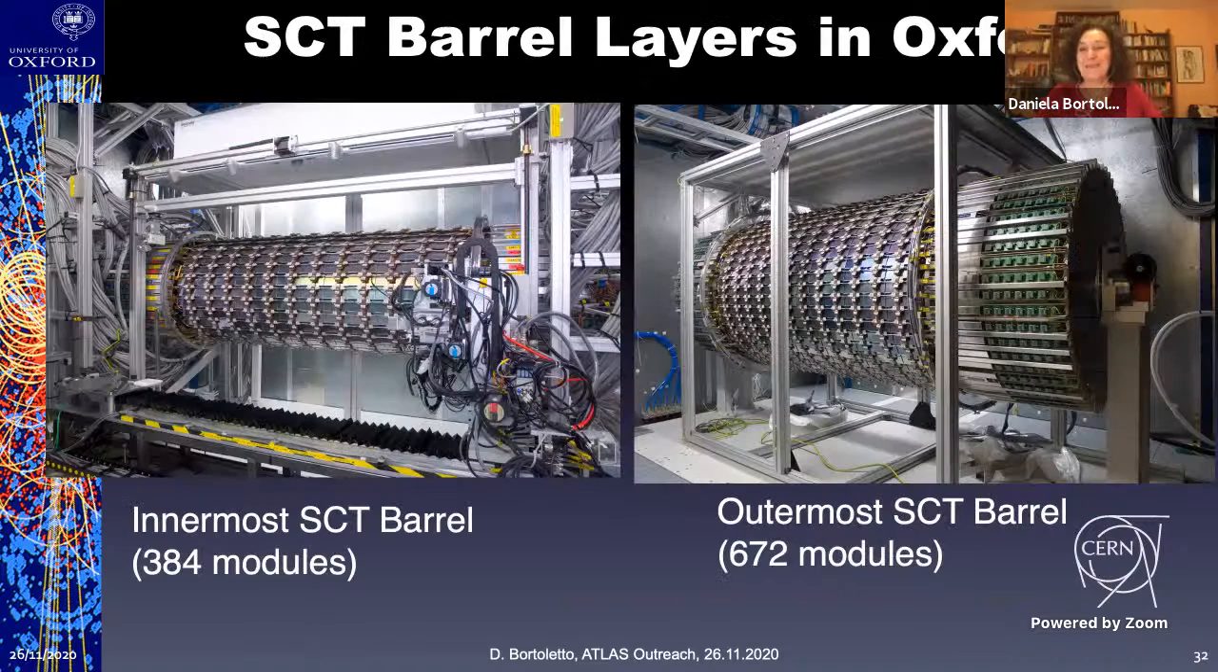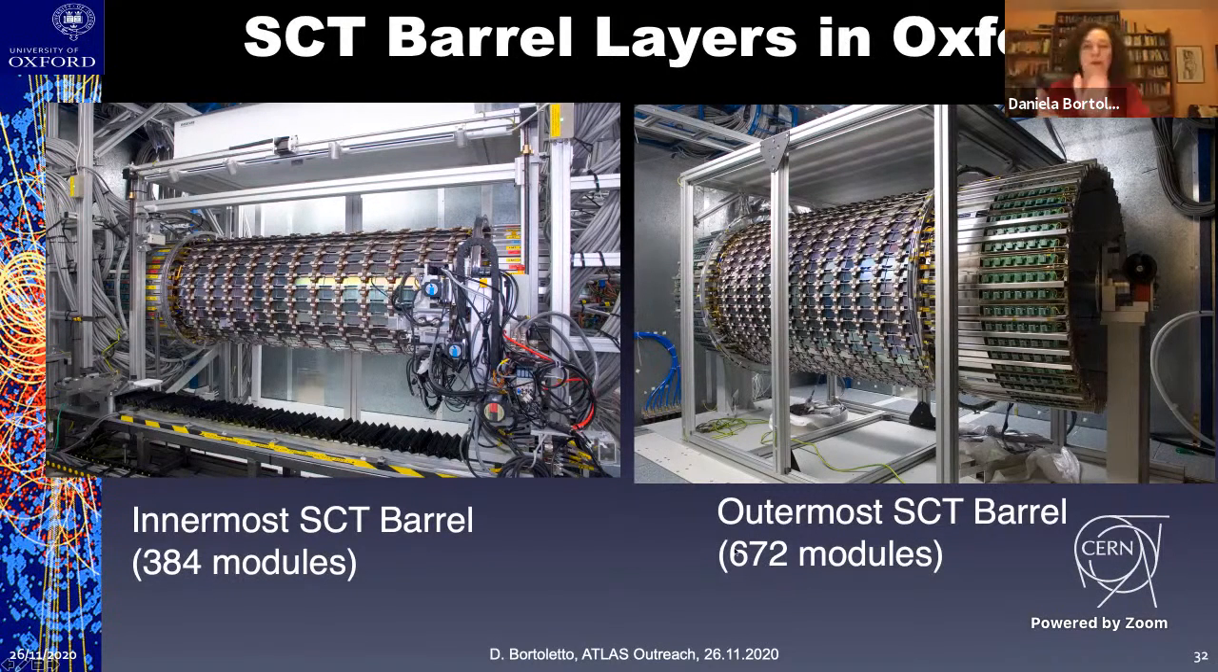The SCT barrel was actually built in Oxford, okay, and so it's a very dear detector. It's a very famous detector here in Oxford. Here is a picture of the innermost barrel of the SCT, which had almost 400 modules, and the outermost barrel, which had almost 700 modules. And these are really big.